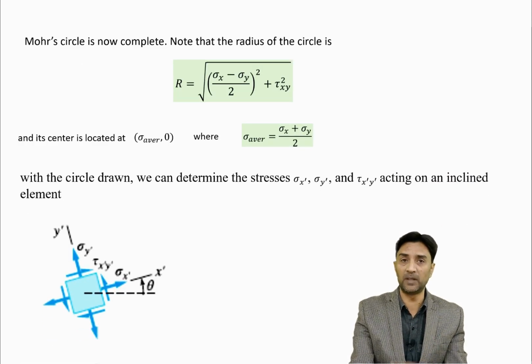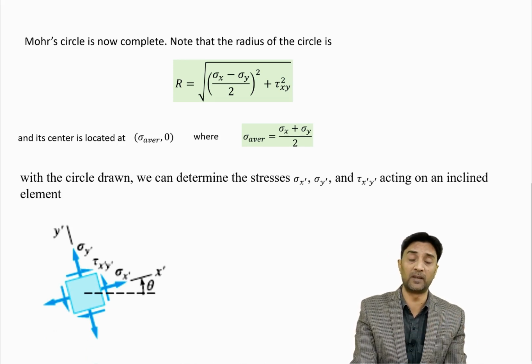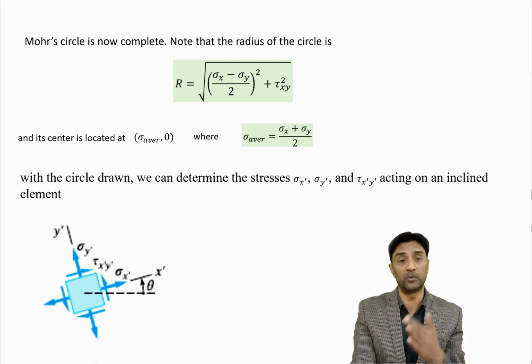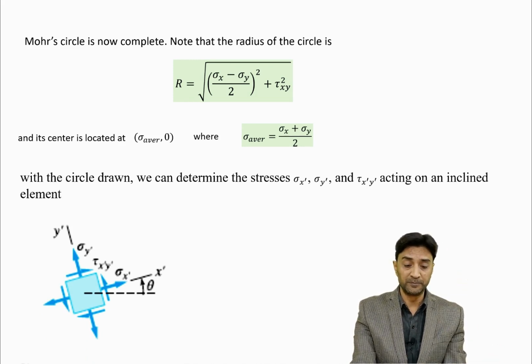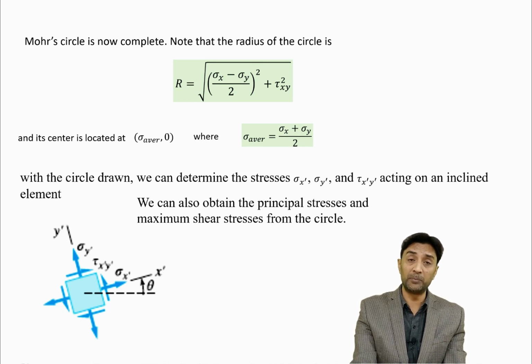So with the help of this, we can find the stresses in any inclined plane. With the help of this Mohr circle, we can find the principal stresses. With the help of this Mohr circle, we can find the maximum in-plane shearing stresses. We can also obtain the principal stresses and the maximum in-plane shearing stresses from the circle.